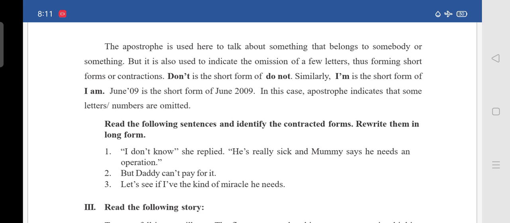Third one, let's see if I have the kind of miracle he needs. So here what will you be writing? Let's means let us, L-E-T, let, U-S, us. Let us see if I have, H-A-V-E, have the kind of miracle he needs. So I think you have understood this. If you have any doubt regarding this, you can ask me.